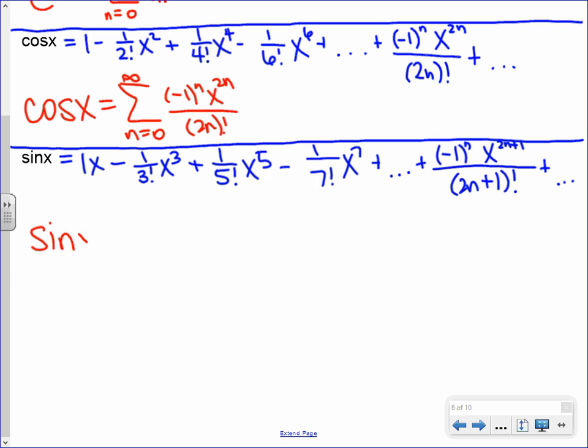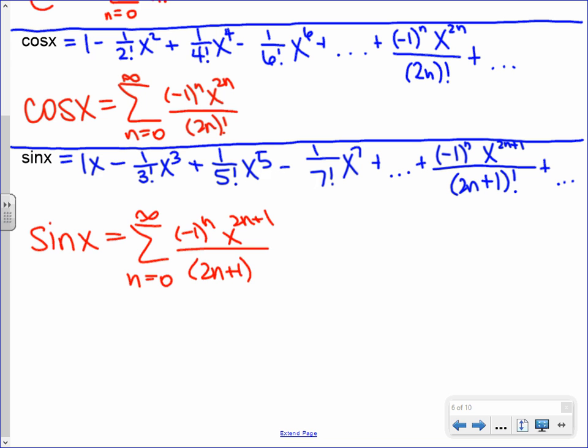Okay, so the sine of x is the sum from n equals 0 to infinity of negative 1 to the n, x to the 2n plus 1 over 2n plus 1 factorial. Essentially what you're going to have to keep straight is which one is which. Which one are the evens, which one are the odds. They're set up exactly the same. Easiest way to figure it out is to plug in 0 to cosine or plug in 0 to sine. Is it 1? Is it 0? That's how you know where to start.